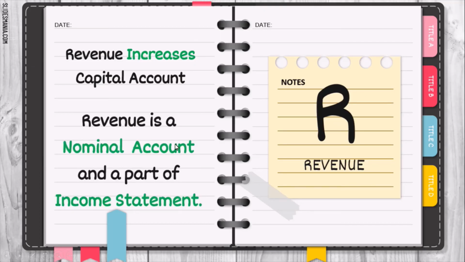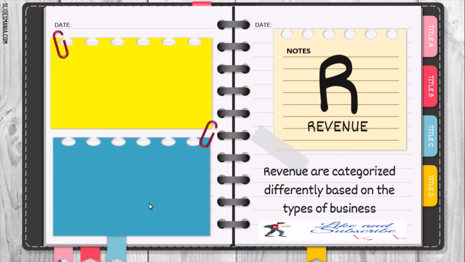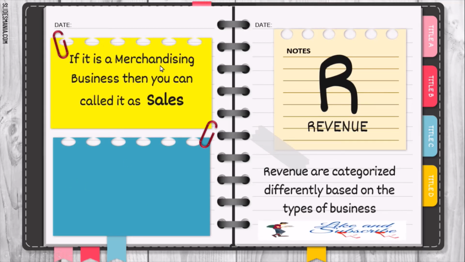Revenue is a nominal account, meaning at the end of the year it will go back to zero. Revenue is also part of the income statement. Revenue is categorized differently based on the type of business. For example, if it is a merchandising business, then you call your revenue sales. Sales minus cost of sales is equal to gross profit, minus operating expenses is equal to operating income.